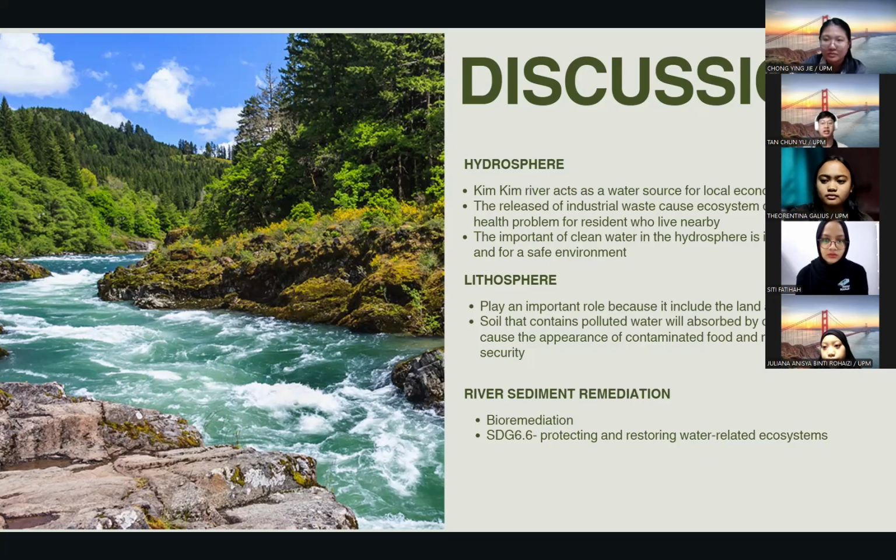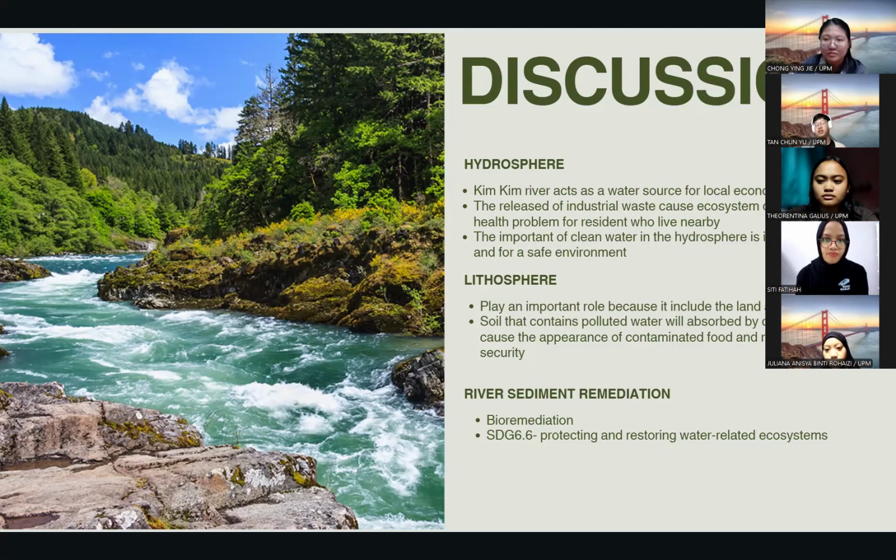The second topic that we discussed is about the lithosphere. Lithosphere is actually a very important role because it also includes the land around river. The soil that contain the polluted water absorbed by crops and also will cause the appearance of contaminated food and reduce food security. Therefore, here we got some conclusion is the connection of the hydrosphere and lithosphere.